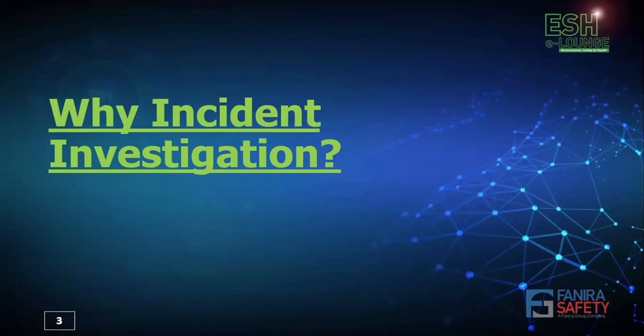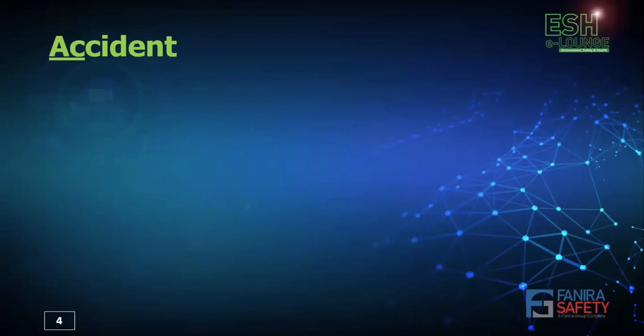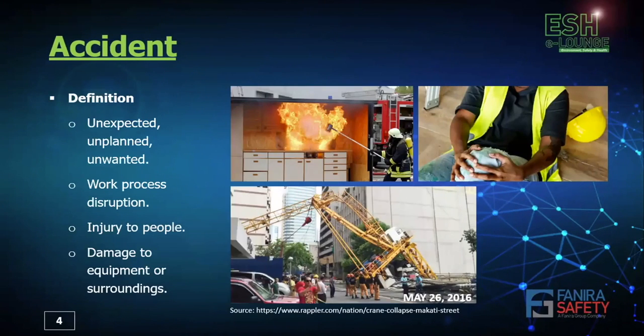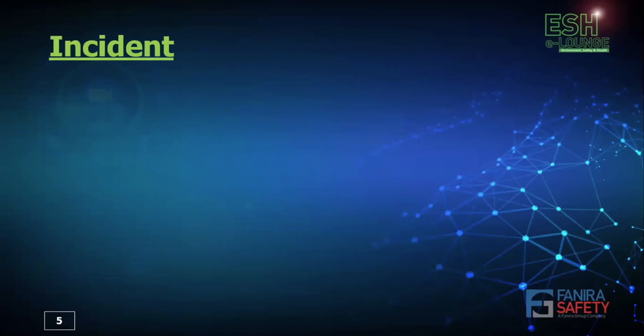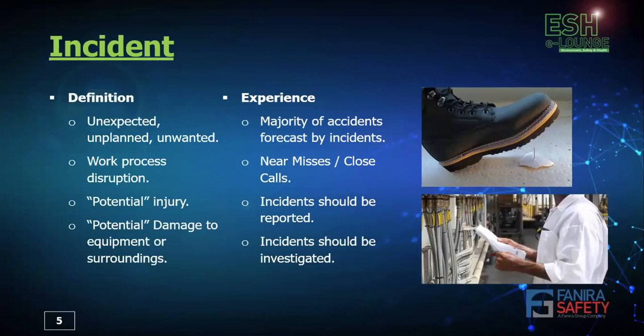So why incident investigation? Before we go any further, I'd like to define what an accident is and differentiate it from an actual incident. An accident, by definition, is an unexpected event which results in an injury to people or damage to equipment or the surrounding environment. So there's an associated cost that comes with it, and there's an outcome, there's a result. Whereas the incident, by definition, is also an unexpected event, but there is potential for injury or damage to equipment. So the difference becomes the aspect of potential against the actual.